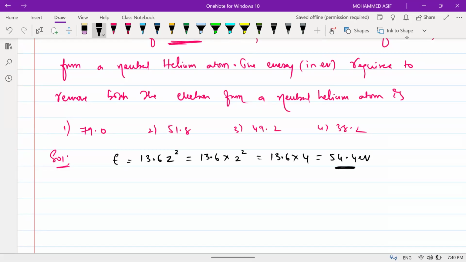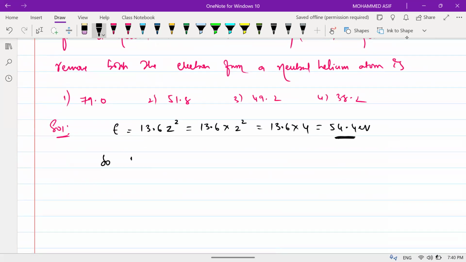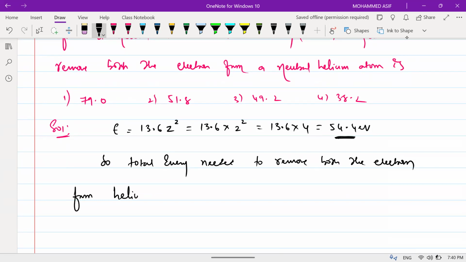And total energy required to remove this electron is how much, beta? How much energy is it already having? 24.6. I can say that the total energy needed to remove both the electrons from helium will be how much, beta? Already it is having 24 and in ground state it is having 54.4. So obviously it will become how much for me? 79 point something I can take. That means the best option I can write is the first one. Clear?